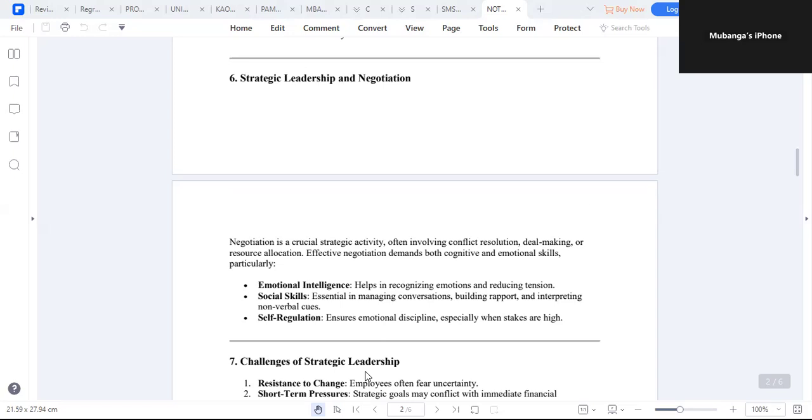So social skills, so being a good communicator is very important. So strategic leaders must listen effectively. They must build trust. They must pay attention to body language and tone. So these skills should help them build relations and find a win-win situation.